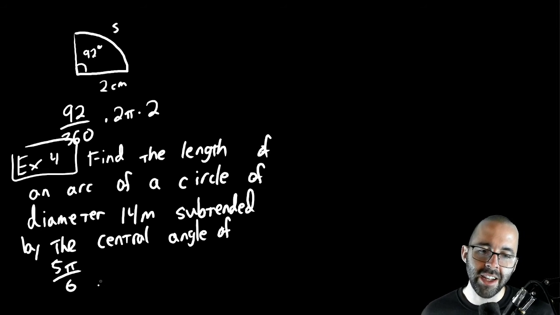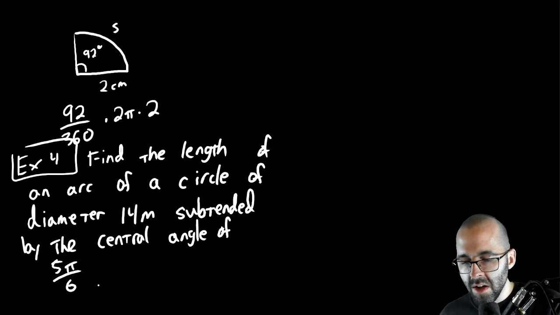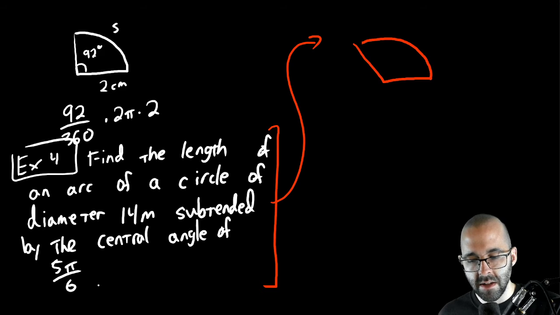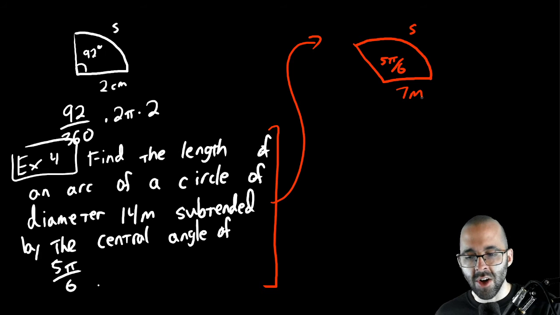So this might look like a bit of an intimidating problem, but it's just a lot of words to mean exactly what we were doing before. All this means, and this is the wording the book uses, is this. Angle is 5 pi over 6. What is S? Well, it gives us the diameter. So convert that diameter to the radius. That's all those words mean. How many ofs do we have? Find the length of an arc, of a circle, of a diameter. 3 ofs in a row. Goodness. That's all they mean right here.